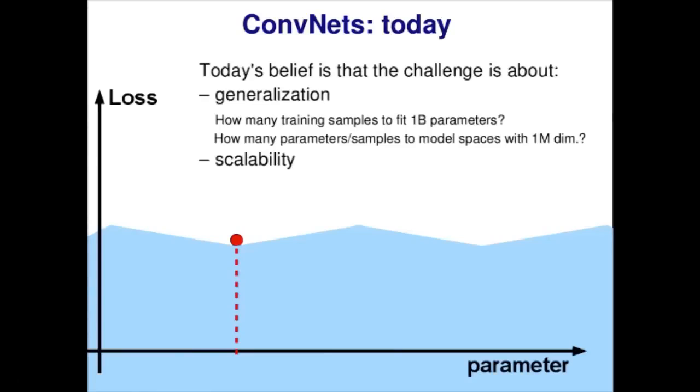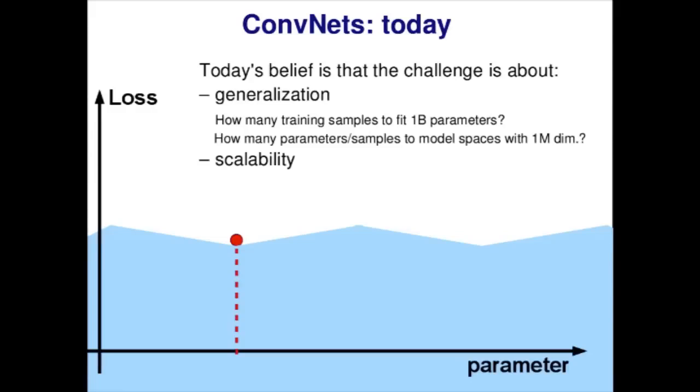One is generalization. So with the current hardware that we have, we can instantiate networks that have 1 billion parameters. But now, how many training samples do we need to train a 1 billion parameter network, right? So if you are a statistician, you will say, well, you need at least maybe 3 samples per parameter, maybe 10. And then, how long is it going to take to train on a data set with 10 million samples, right? And so this points to the scalability issue.